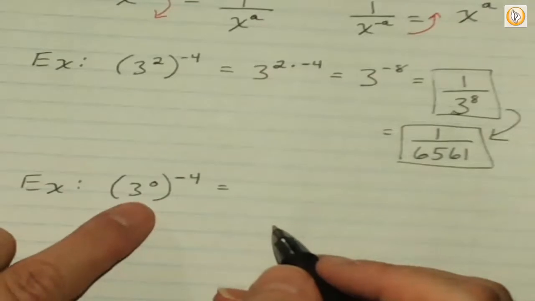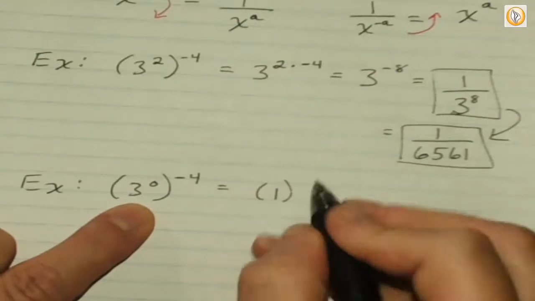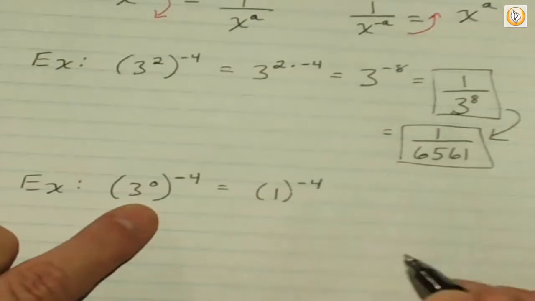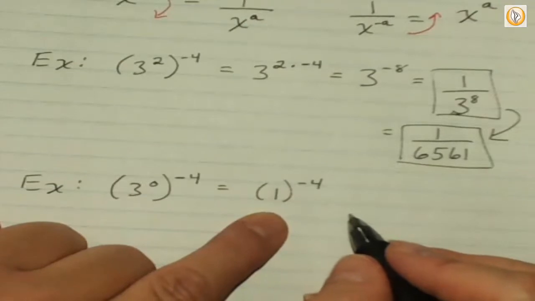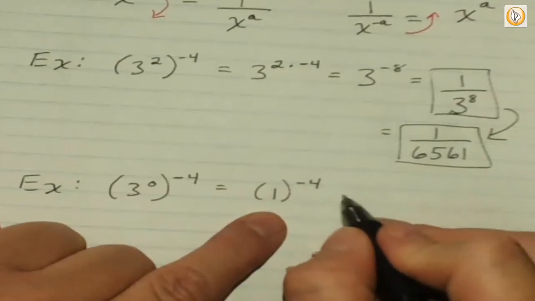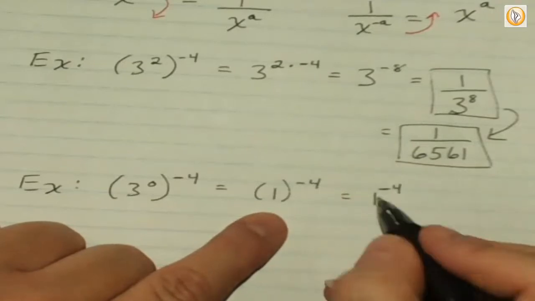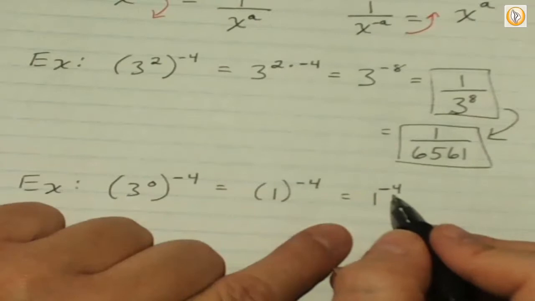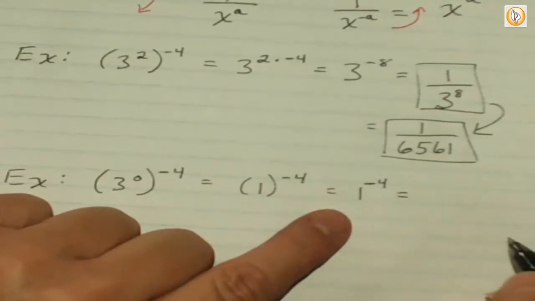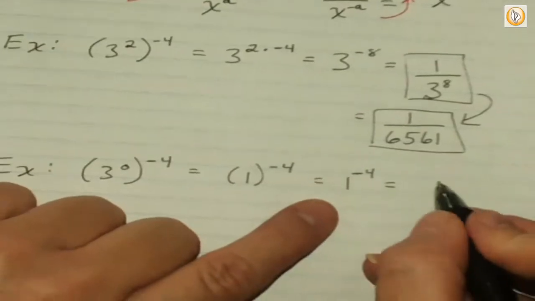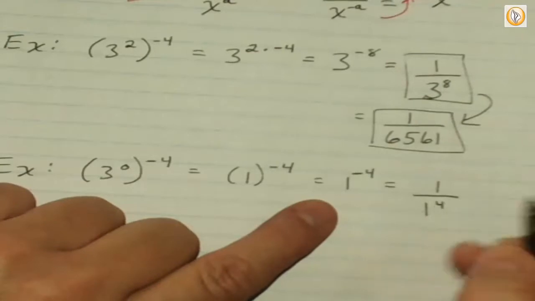Michaela, what is 3 to the power of 0? 1. So then it's 1 to the negative 4 power, which is basically 1 to the negative 4. Now, can I have a negative 4 exponent? Michaela, what do I need to do to make it positive? You're going to do 1 over 1 and then 4 is the little item.